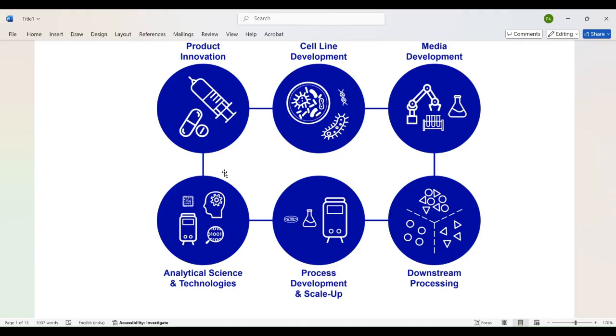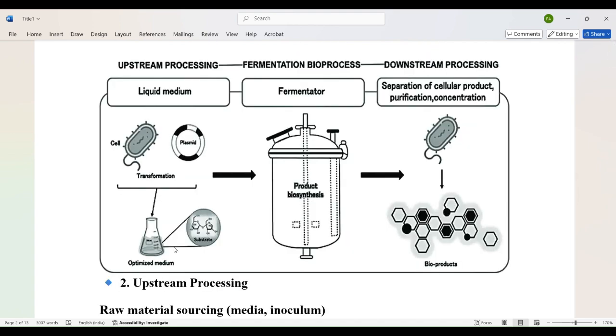So how do we define upstream processing? There are two technical terms. One is upstream and another is downstream. So what is upstream processing? Whatever steps we take before starting the fermentation process, or feeding our raw materials, adding our inoculum to the fermenter, all the processes, all the optimization steps fall under the category of upstream processing.